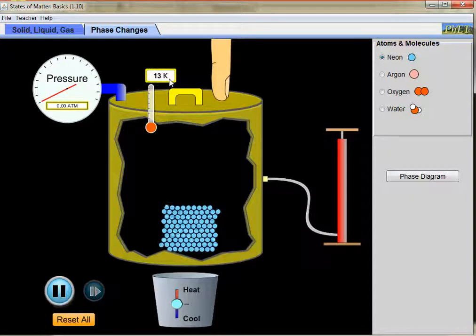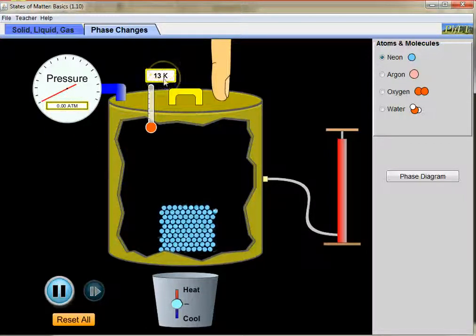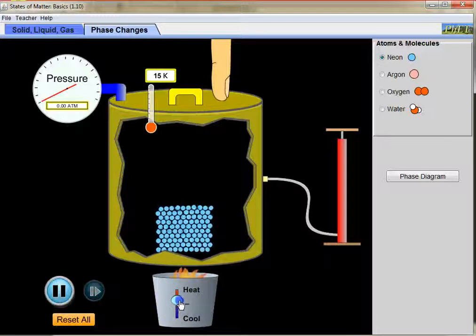All right, so now we have a solid. Note the temperature. It's 13 K, and note the pressure. Now what I want you to notice is what happens to the temperature. In the beginning you won't see any change in pressure, or maybe a very slight change, but as we increase the heat you'll see that the temperature increases. Remember that these are two different things. Heat and temperature should not be used interchangeably. Heat is energy, and temperature is how you measure that energy. Two different things. So let's reset and now start heating, and you can see the temperature is going up.